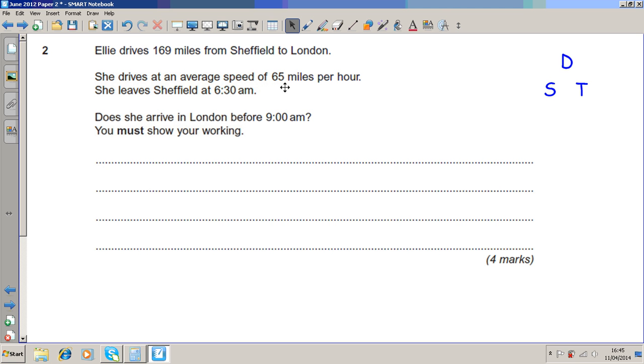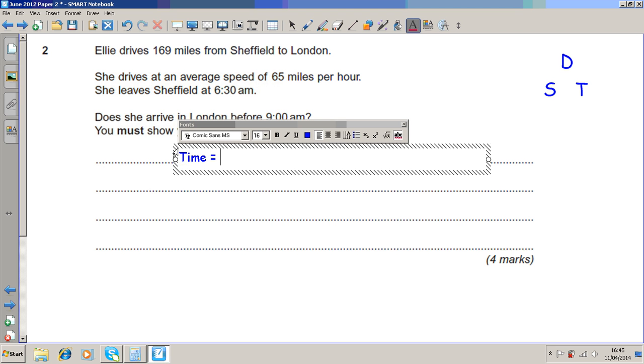Ellie drives 169 miles from Sheffield to London. She drives at an average speed of 65 miles per hour. She leaves Sheffield at 6:30. Does she arrive before 9 o'clock? We need to know the time taken. Speed equals distance divided by time is our triangle. If we cover up time, then time equals distance divided by speed.